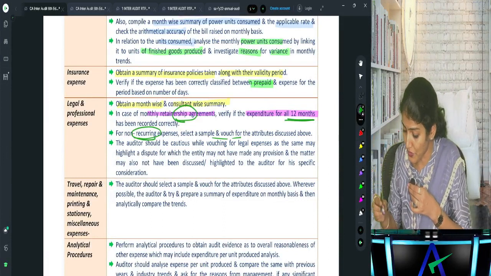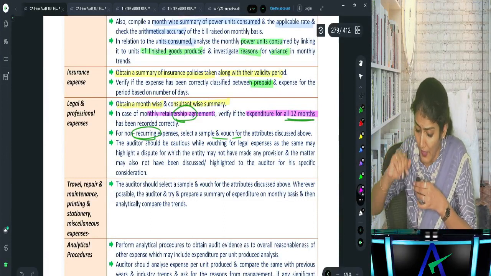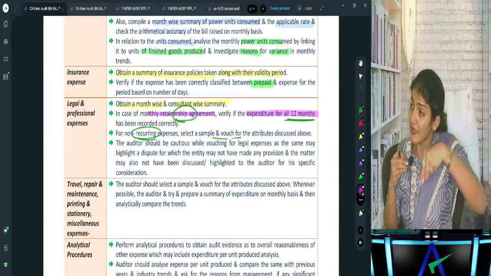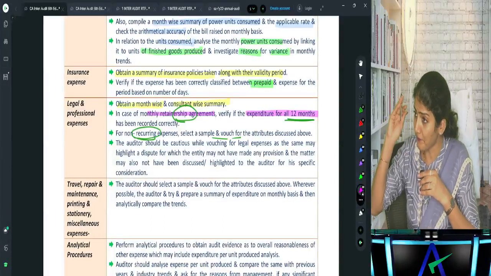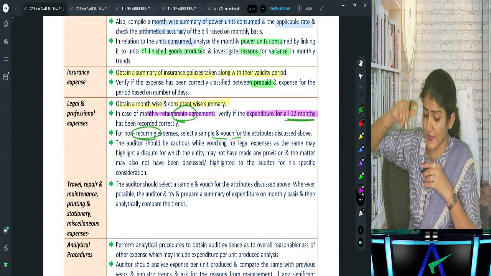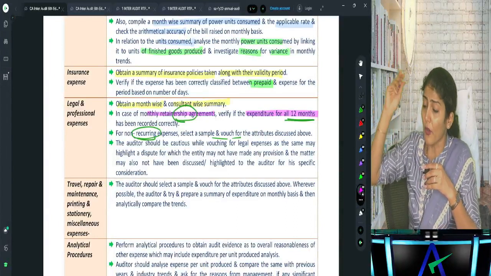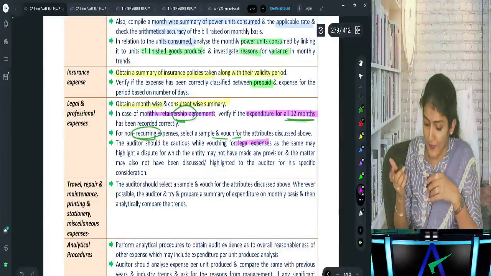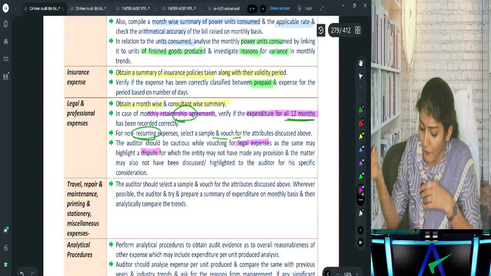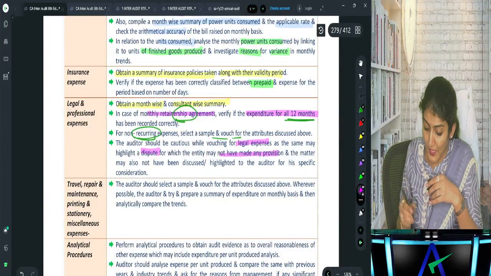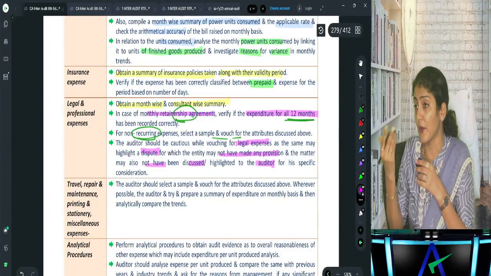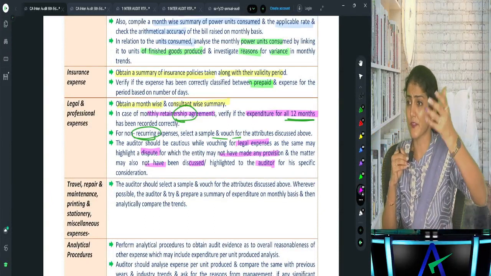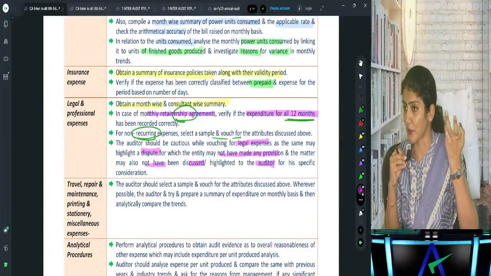And again, you need to check whether the disputes are related to the company and not the personal disputes of the director. These disputes should also be reflected in the contingent liability. So the auditor should be cautious while vouching the legal expenses, as they may highlight a dispute for which the entity has not made any provision and the matter may not have been discussed with the auditor. So now you need to check whether a provision is to be made or a contingent liability is to be disclosed.